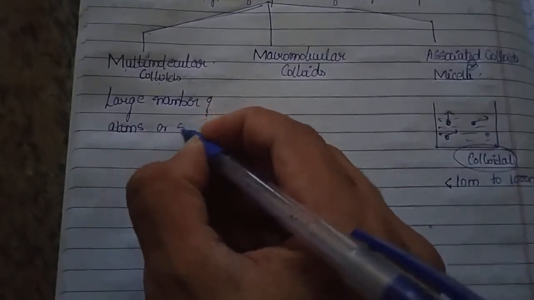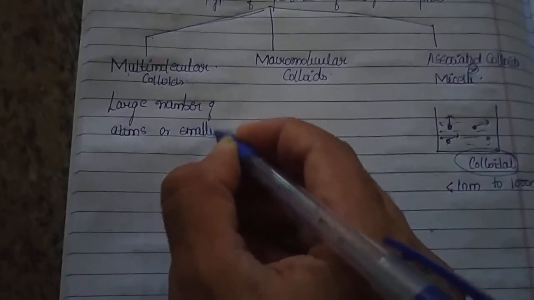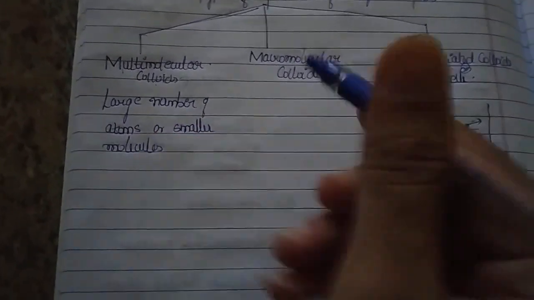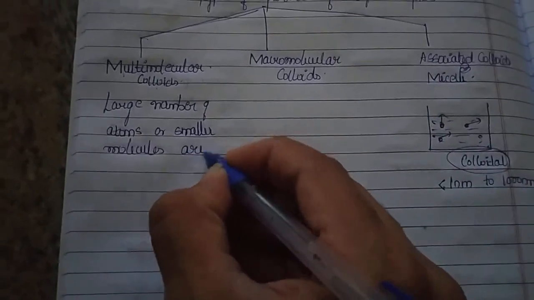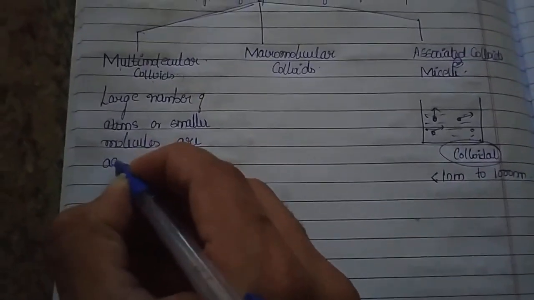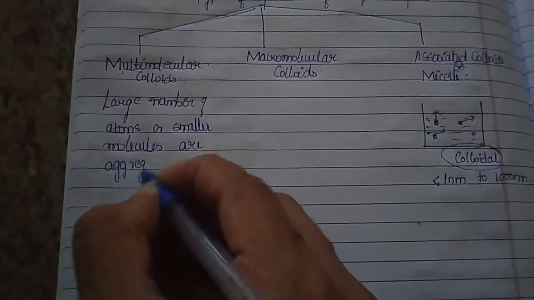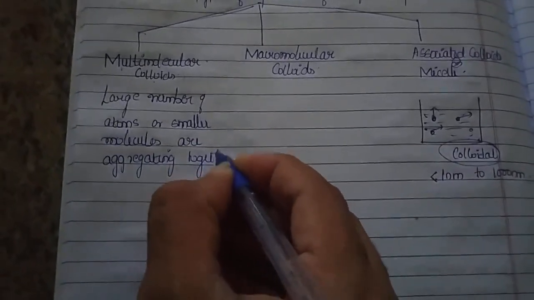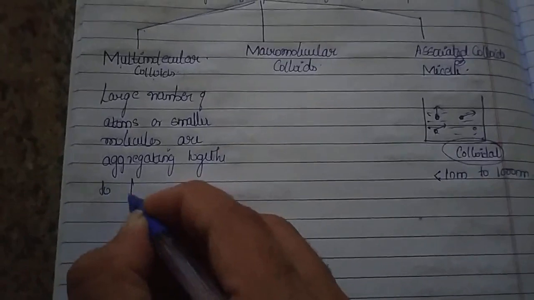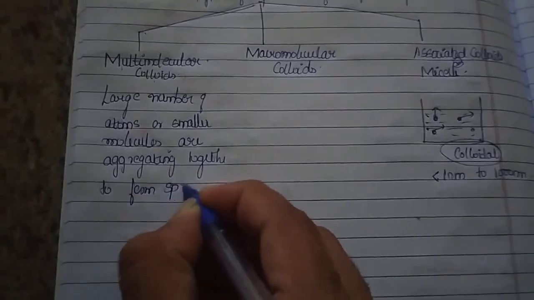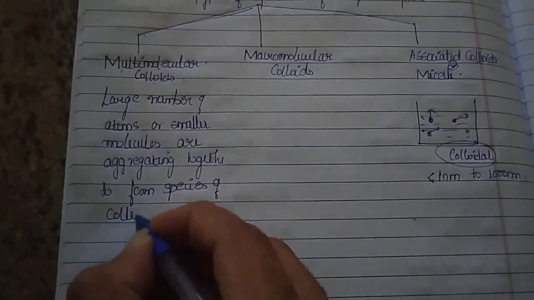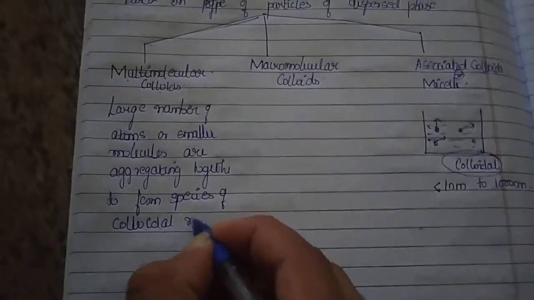or smaller molecules are aggregating together to form species of colloidal range.